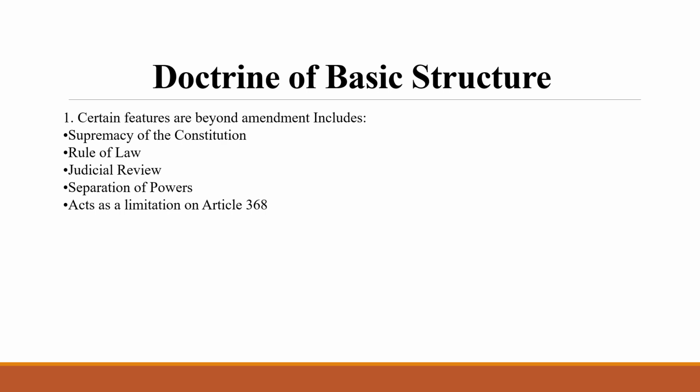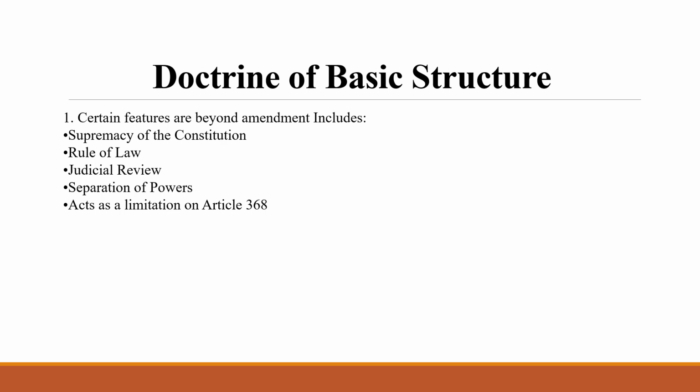So, what is the doctrine of basic structure? Certain features are beyond amendment, including supremacy of the Constitution, rule of law, judicial review, and separation of powers. And it acts as a limitation on Article 368.